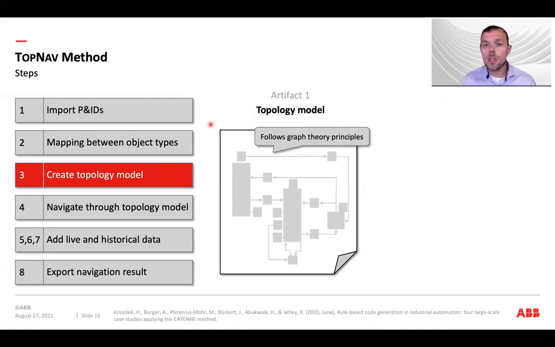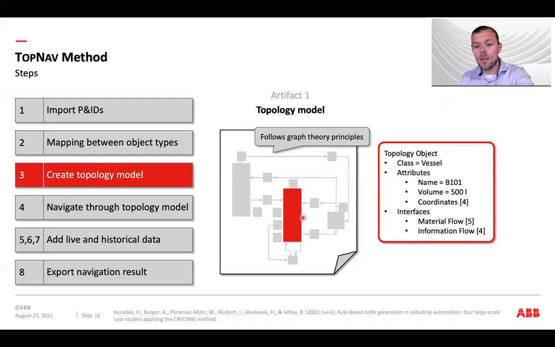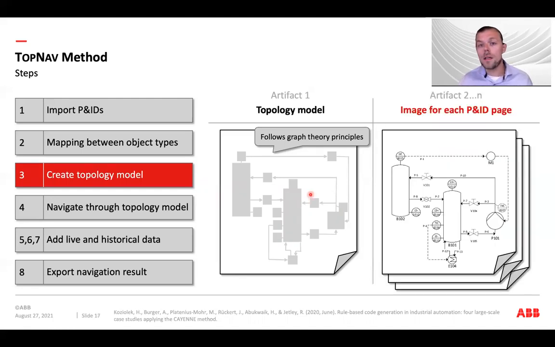There are several approaches to model topology information. However, all related work has in common that the models follow graph theory principles. In our case, it's an object-oriented model, and this node could be a topology object with the class vessel, some attributes such as name, volume, coordinates, and interfaces, which are ingoing or outgoing arrow symbols. To have later an intuitive visualization, we decided to store the graphical information from the CAD tool as image files, so there will be one image for each P&ID page.